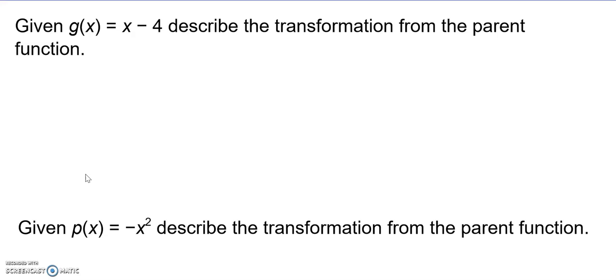All right, for the next 2 examples here, I want you to go ahead and describe the transformation from the parent function for each. So given g of x is x minus 4 and given p of x is negative x squared, just describe what is the change from the parent function to this function. Pause the video, do that.